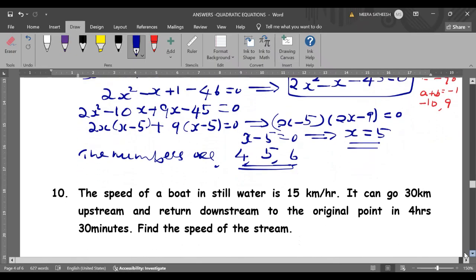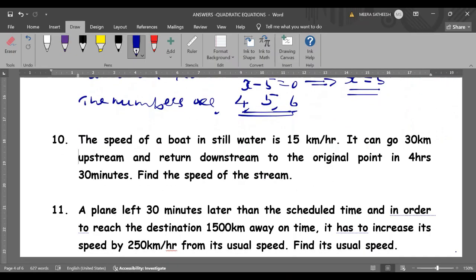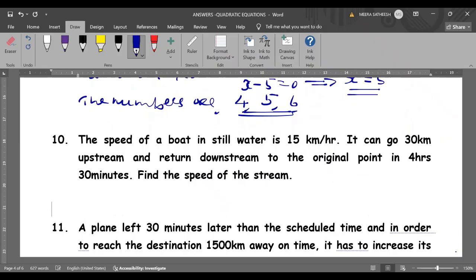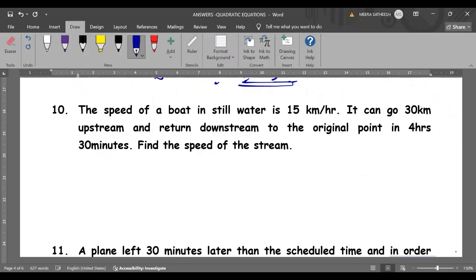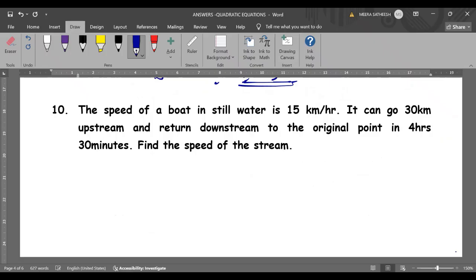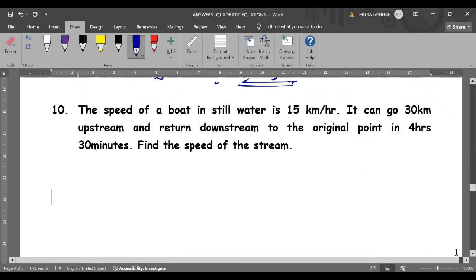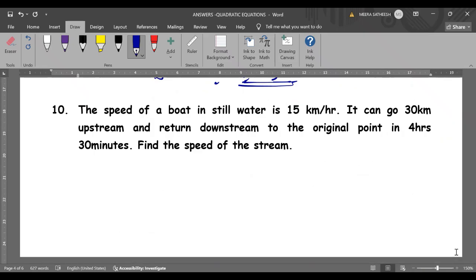Next is the most important question. Very, very important question. But these questions were there in the old book and it's not there now, it is deleted, but you should know how to do it. Easy only. You just have to understand the concept of what is downstream and what is upstream. That's the simple thing to understand.